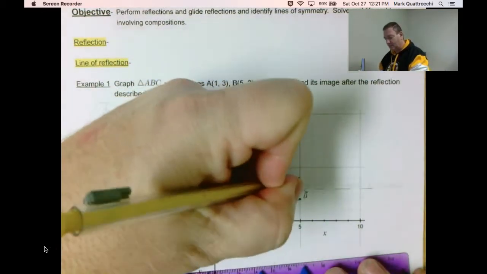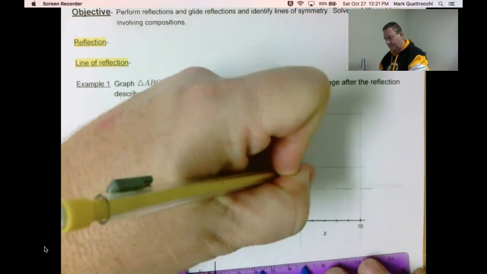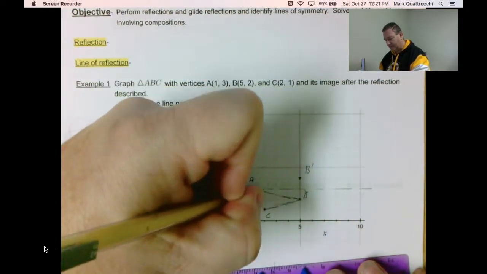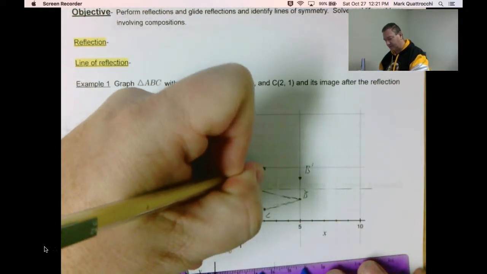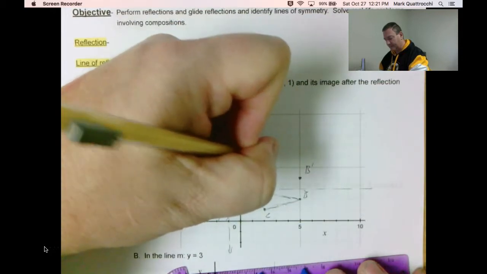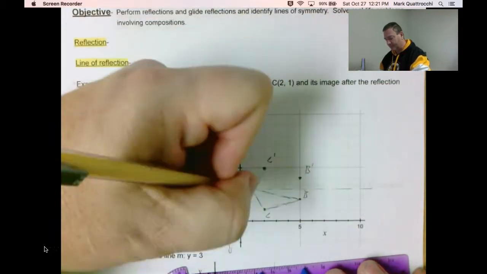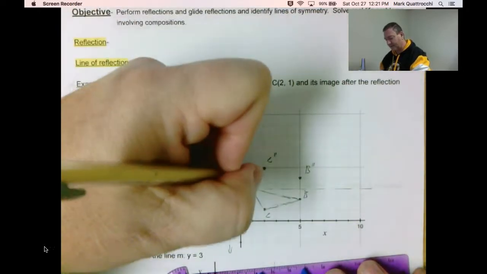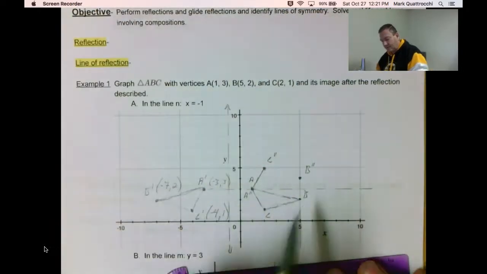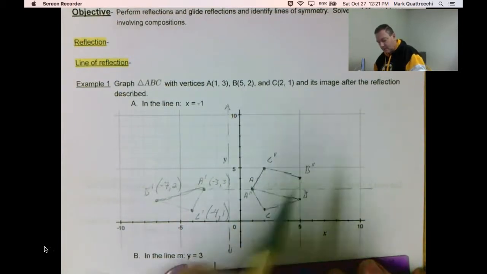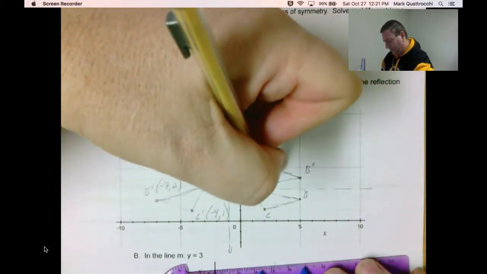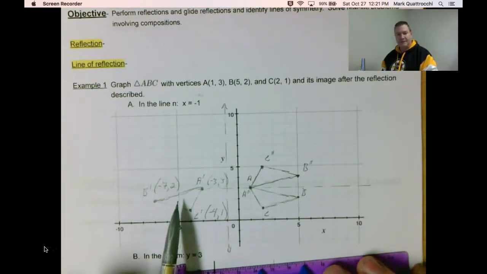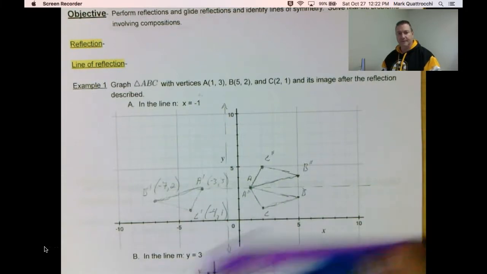B prime, 1 unit up. And C prime is 2 units above the line of reflection. And I'm going to put double primes on there because I've used the same graph. I don't want them to get confused. It's part A and part B. So part A's answer, part B's answer.